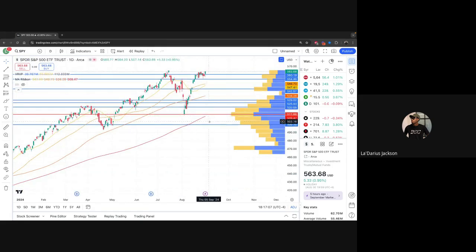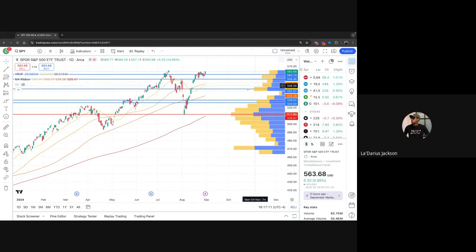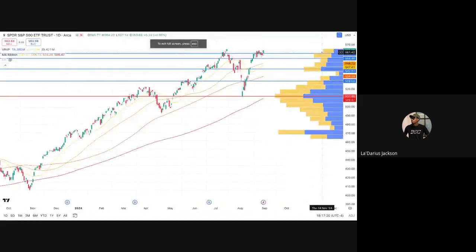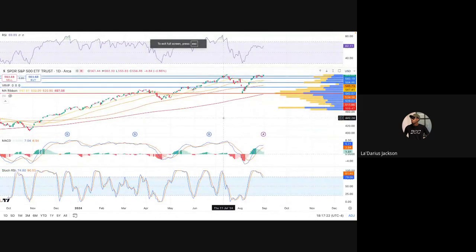But all right, let me clear this up for us. These are some support and resistance lines that I've been placing, and we'll talk about those in a second. Actually, I think this is cool. All right, so, wrong way.